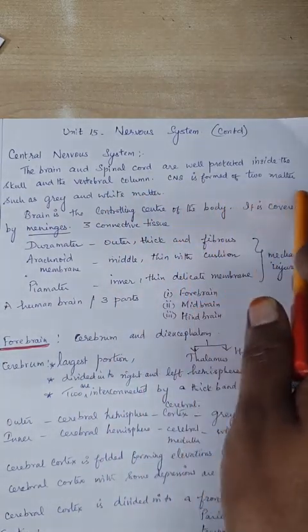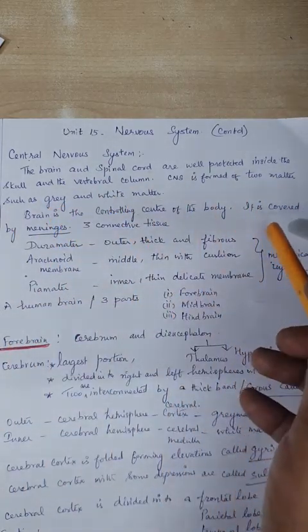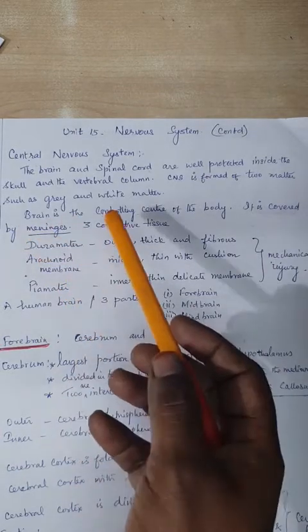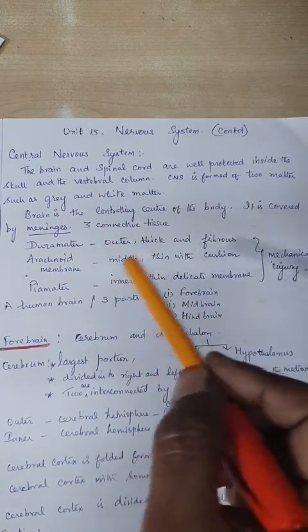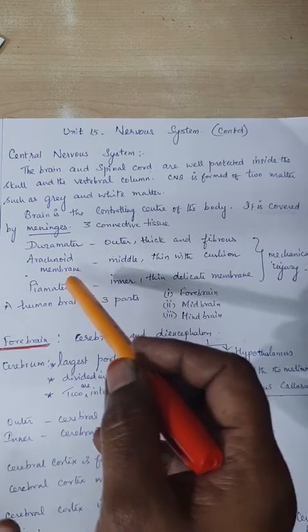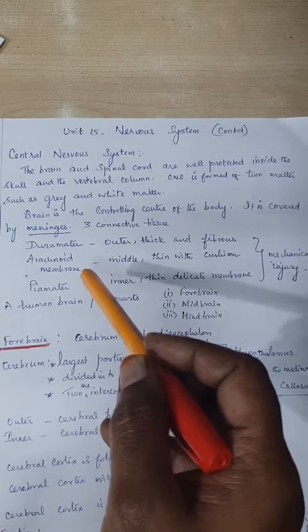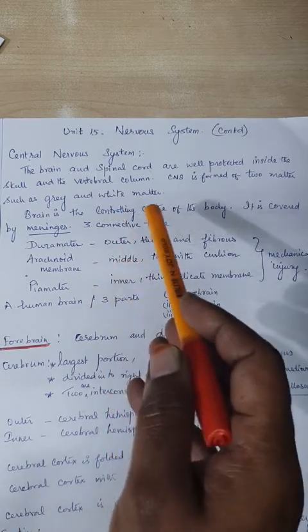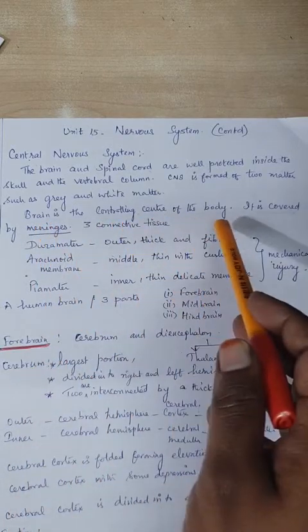It is made up of two matters, such as gray matter and white matter. Now, what is gray matter and white matter? In the last class, I said the neuron is covered by myelin sheath, which means it is made up of gray matter. If the neuron does not have the myelin sheath on its outer covering, then it is called white matter. So the brain is the controlling center of the body.